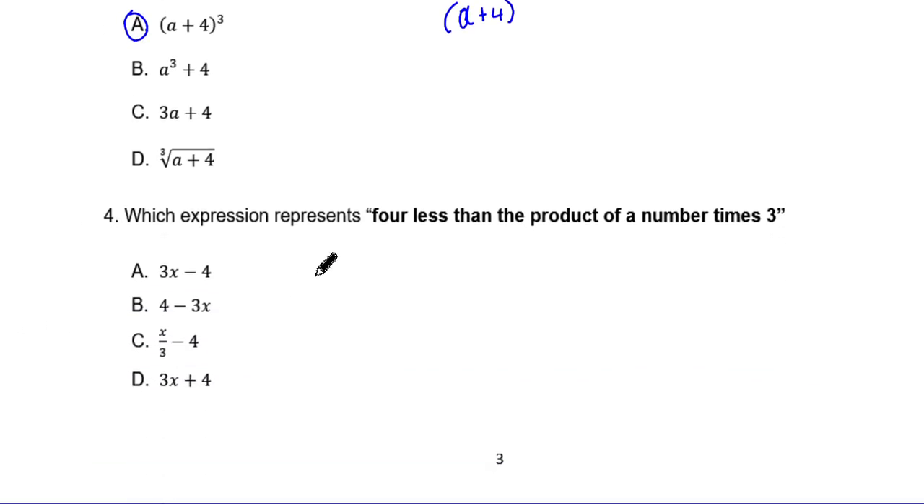And which expression represents 4 less than? Here's your less than right there. Remember, we're going to have to switch them. Less than is minus, but you're going to have to switch. 4 less than the product of a number, so x times 3, so 3x minus 4. Okay?